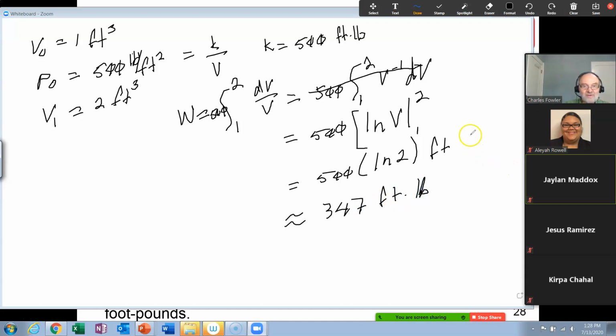I think I started to write foot-pounds here and didn't. Okay. All right, and that's what the book got. Sorry about that. They skipped tons of steps in their setups, which I found irritating.